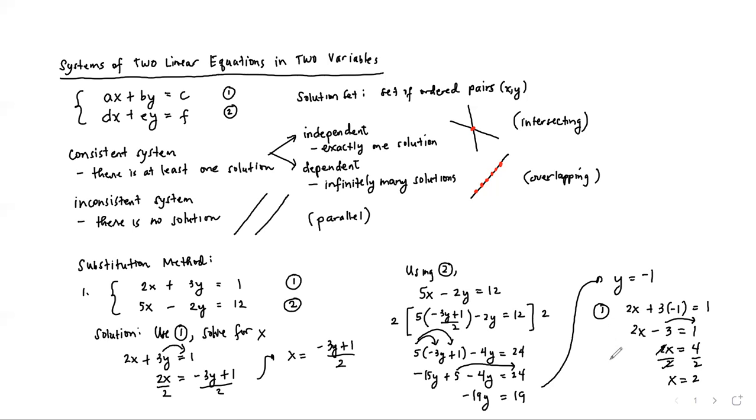So therefore, our solution set for this problem would be the ordered pair x equals 2, y equals negative 1. As we see here, the system has exactly one solution. So we call this a consistent and independent system.